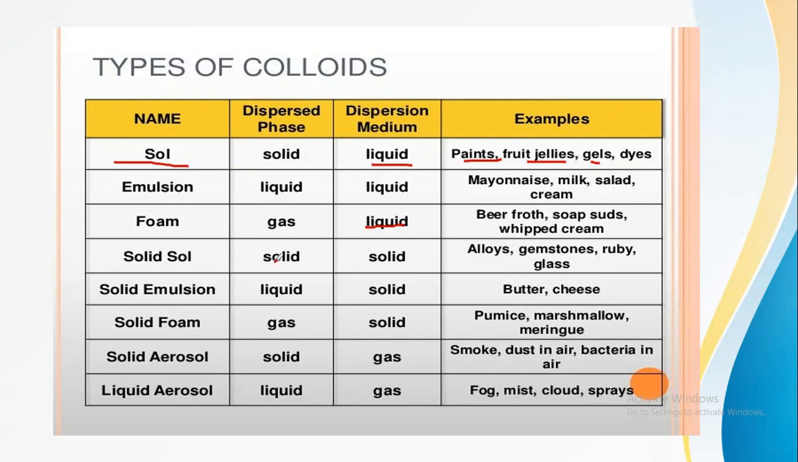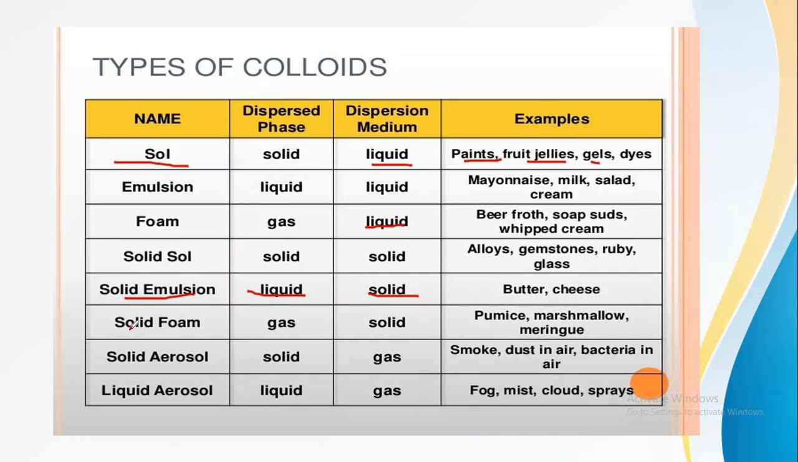In this, the dispersed phase is solid and the dispersion medium is also a solid. The examples of this type of colloidal solution are alloys, gemstones, ruby glass, etc. And the next one is when the dispersed phase is liquid and the dispersion medium is solid. This type of colloidal solution is called solid emulsion, and the examples are butter, cheese.